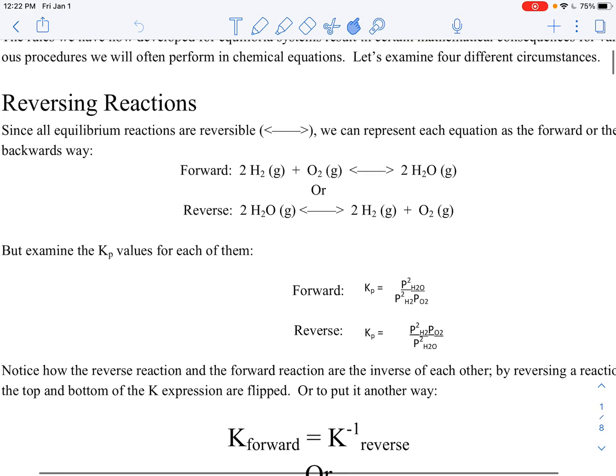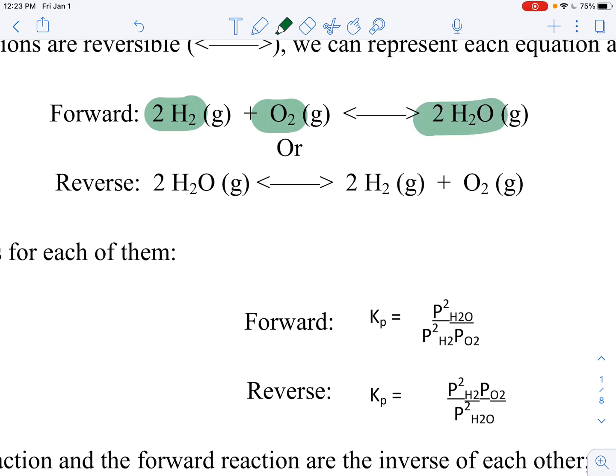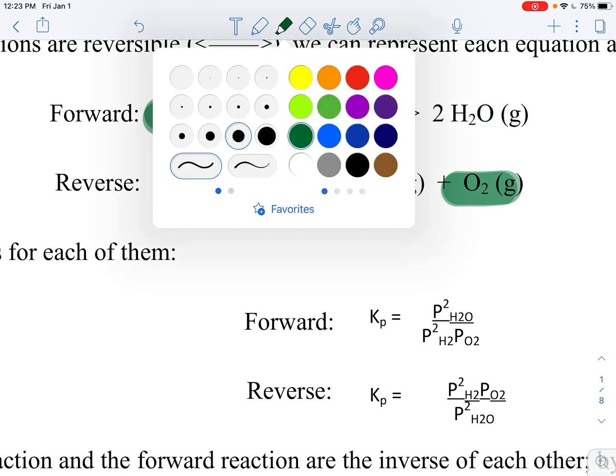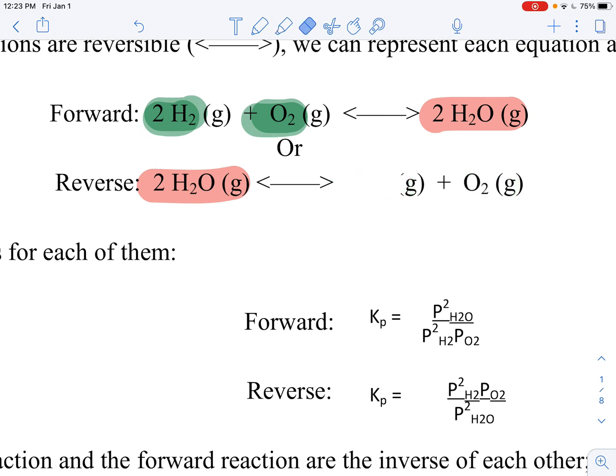So the first thing that we're going to look at here is what happens when we reverse an equation. So let's examine this equation right here. Can you tell that we have 2 hydrogens and an oxygen going to 2 waters? And the 2 hydrogens and the oxygen are on the left. But in our bottom equation here, the 2 hydrogens and the oxygen are on the right. We have flipped them. And then the water is on the right-hand side to begin with, and it's on the left-hand side over here. So all we've done is we have reversed it.